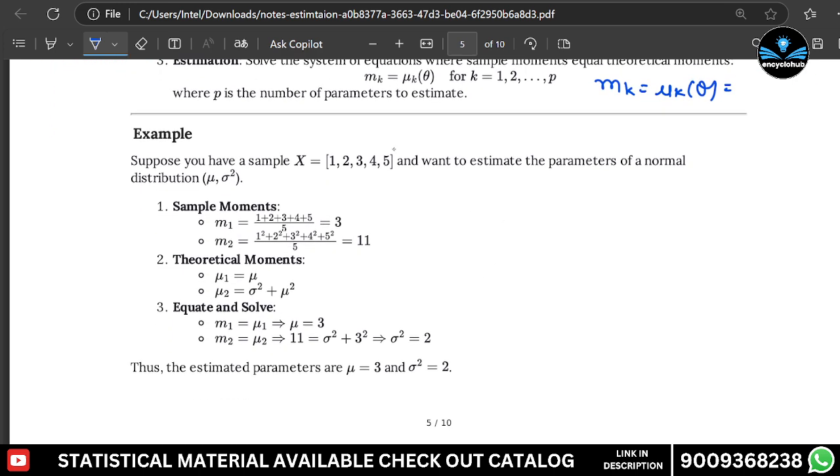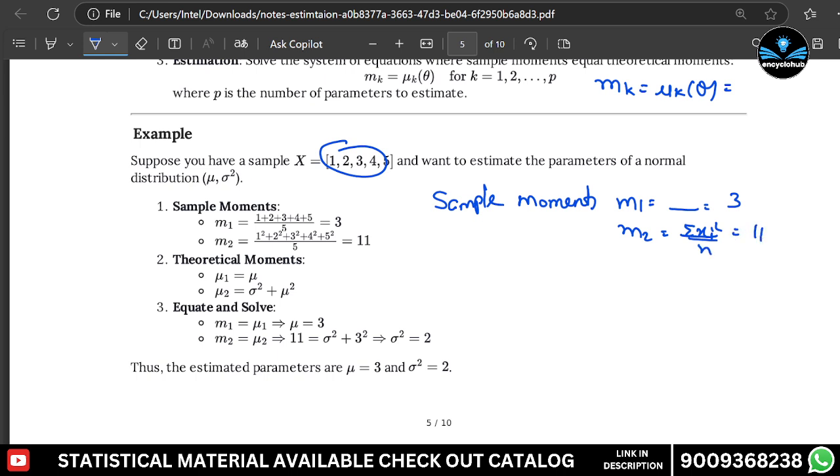Now let us discuss an example. We have samples 1, 2, 3, 4, 5 and want to estimate the parameters of the normal distribution. First we will find the sample moments. m1 equal to the sum of the samples divided by n, which will be 3 after calculating. And then m2 we calculate by the summation of xi square upon n, so this will be 11.